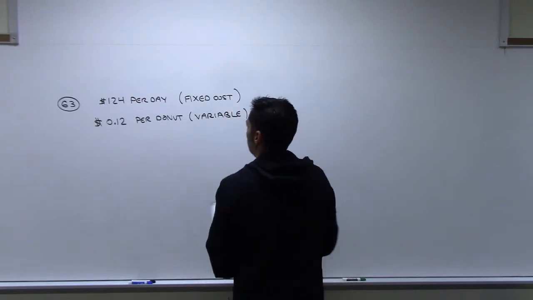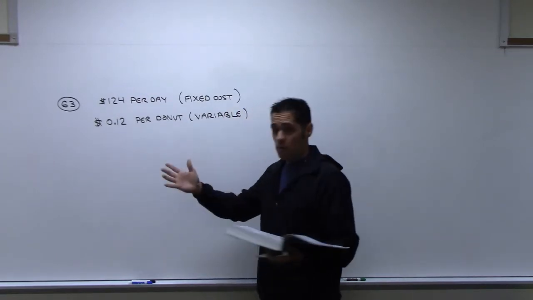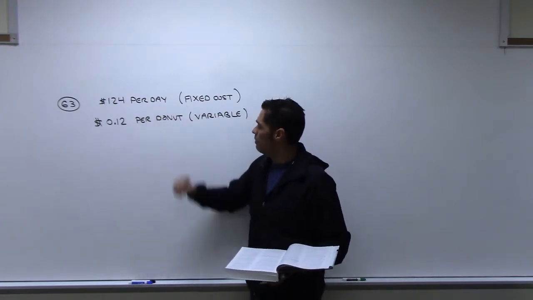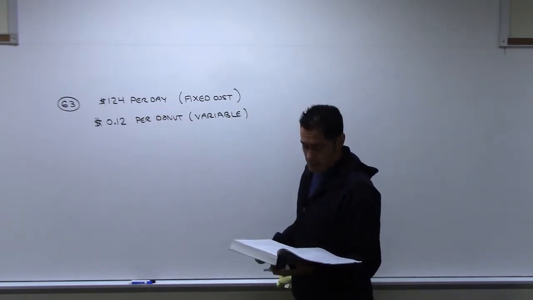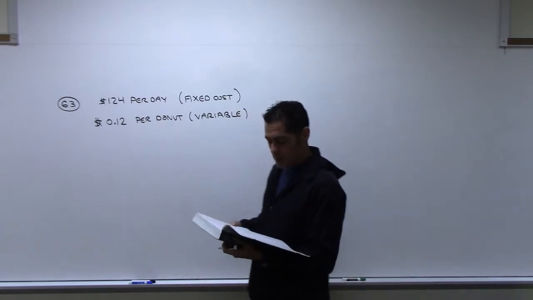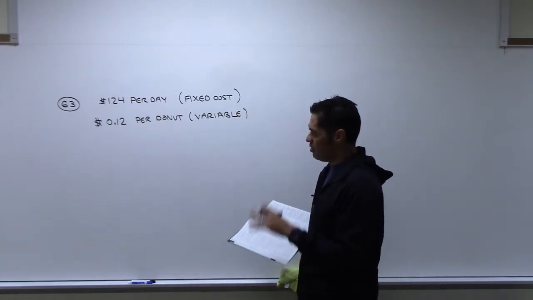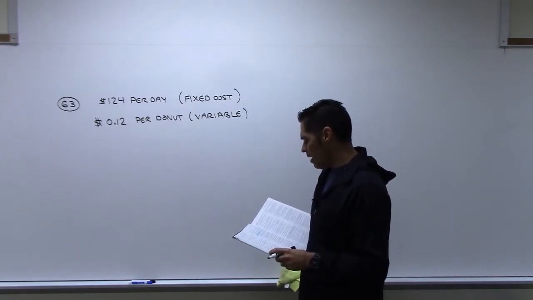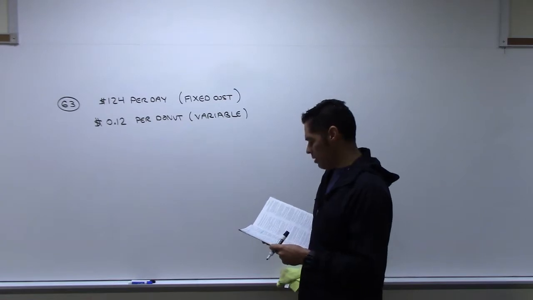So no matter what, this donut shop, to open the doors to the public, pay the electricity, pay their employees, is going to be $124 per day. And then it also costs them 12 cents per donut. And remember, these are costs, not profit. Find the total daily cost of producing X donuts.